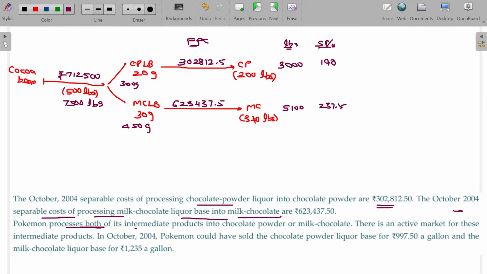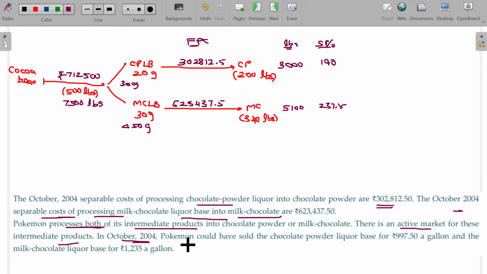Cokepen processes both of its intermediate products into chocolate powder and milk chocolate. Currently, they are processing further and selling. This is the thing they follow. There is an active market for these intermediate products. The intermediate products, chocolate powder liquor base as well as milk chocolate liquor base. There is an active market for that one also. Without further process, you can sell the liquor state itself, right?